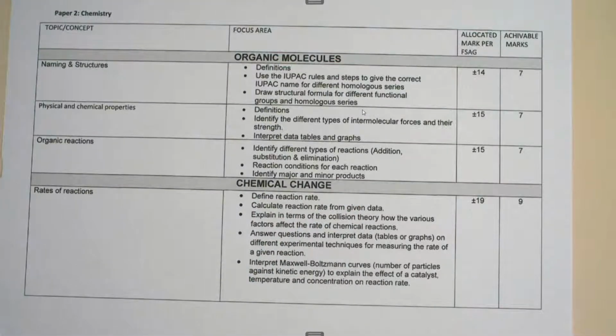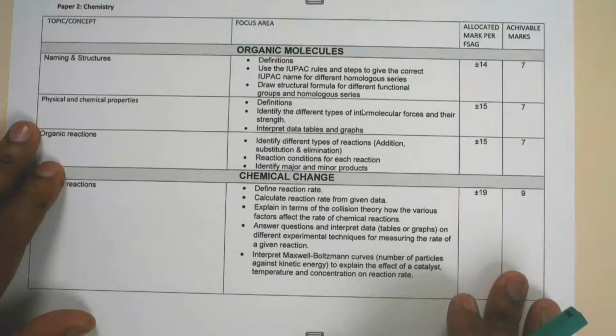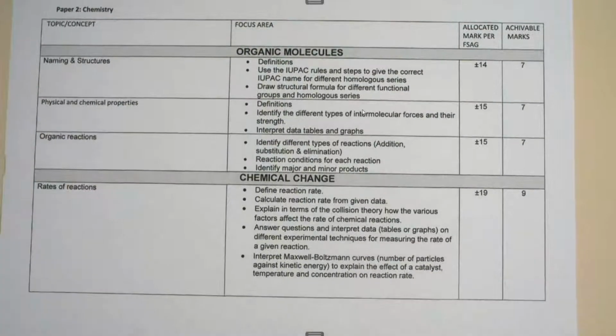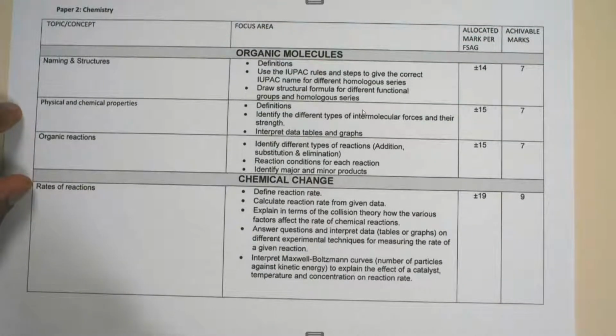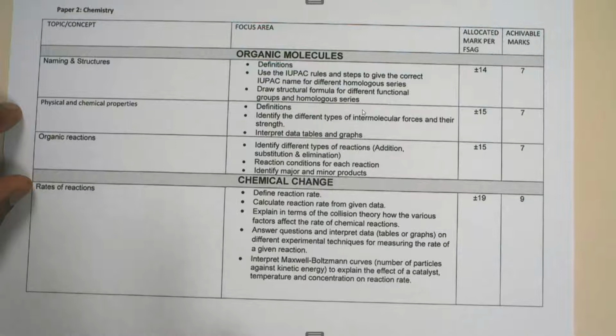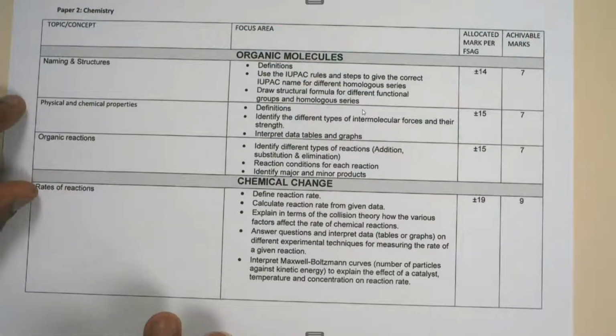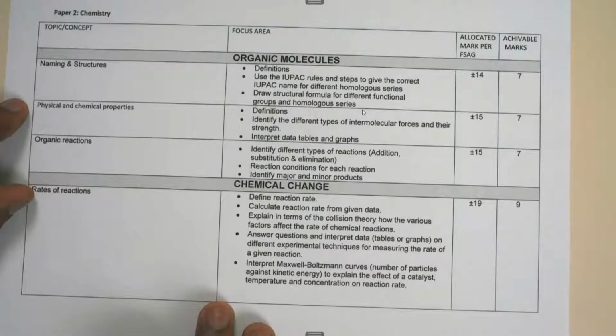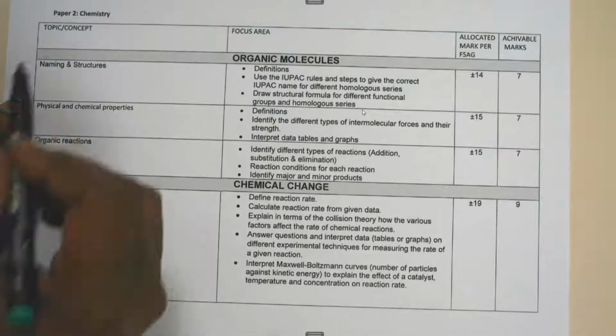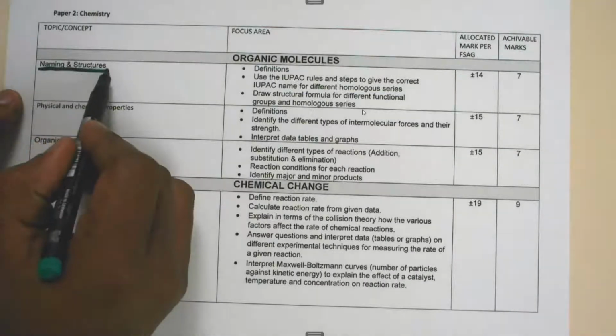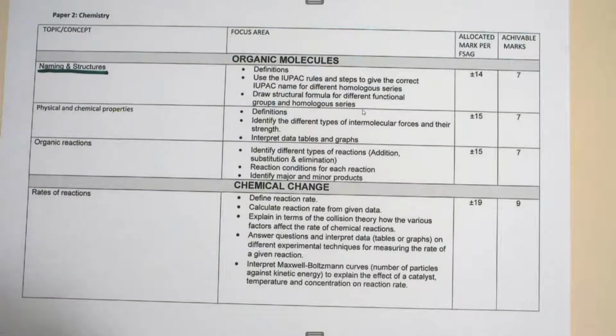So without wasting any time, let's start and say, when I look at my paper 2, the concepts that are assessed, or the topics thereof, yes, we have our multiple choice, which comprises of all the topics. That will be 20 marks. But the key idea here is to focus on more structured questions, because that is where we struggle most of the time. So when I look at the concept here, it says naming and structures.